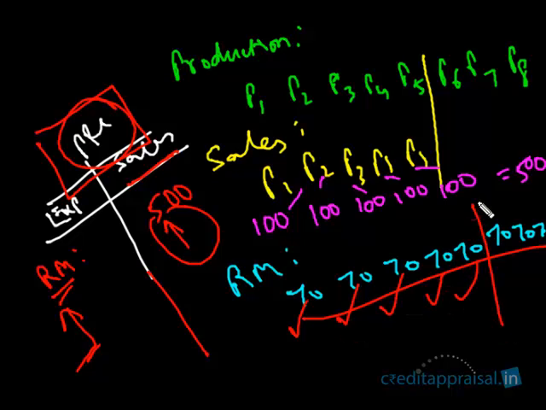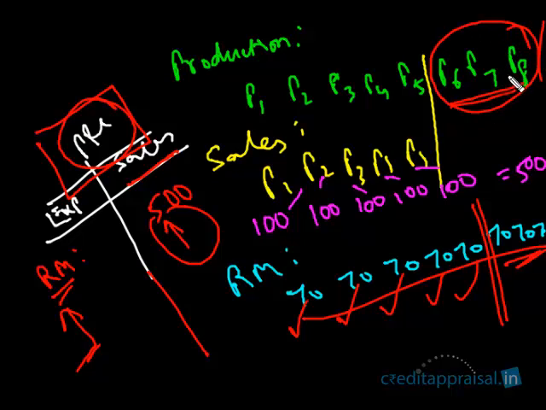He has contributed, he has contributed. The first 5 has contributed to the sale of the company. The remaining 3, yes, they went into the production, but they were not sold. They are still lying in the godown, right? The sales were only for 5 products, whereas the production was for 8 products. So these 3 are not actually sold. These are in the godown.